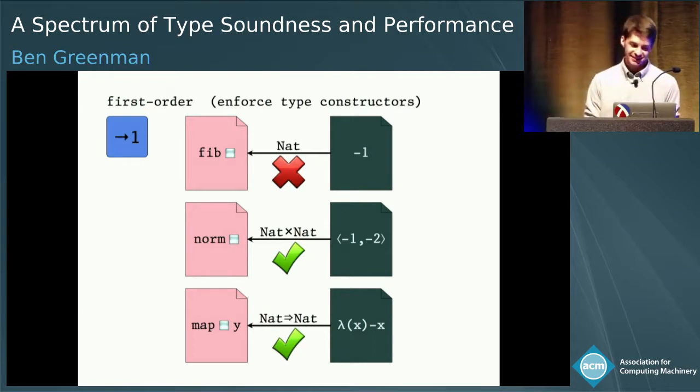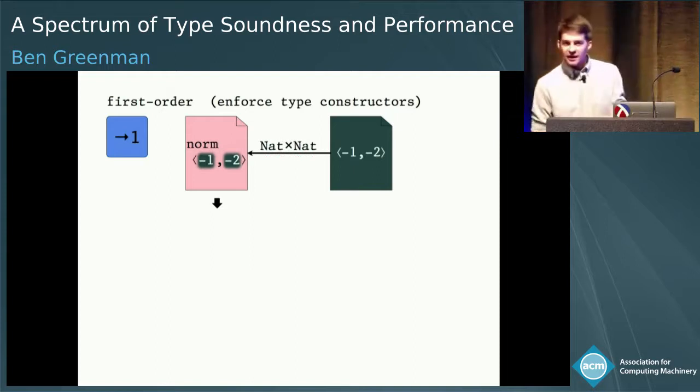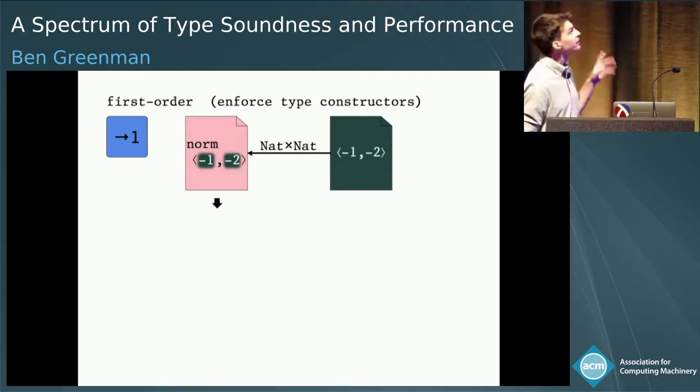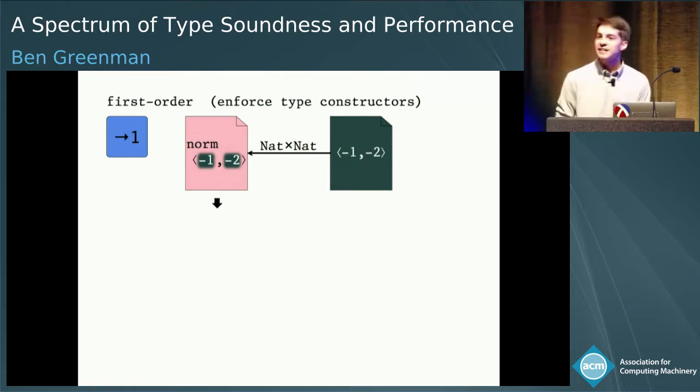What happens next? So let's take our norm example. The pair passes the nat star nat check, so that pair crosses over from untyped code into typed. I've colored the components of the pair differently to indicate that they are untyped values. We know, looking at the slide, that it's -1 and -2. But in principle, these untyped values could be anything because they haven't gone through any sort of type check.